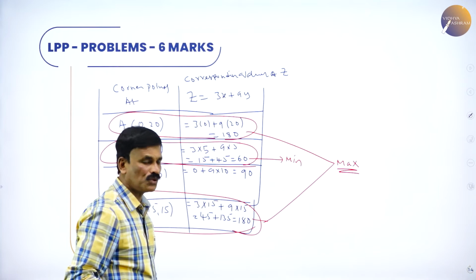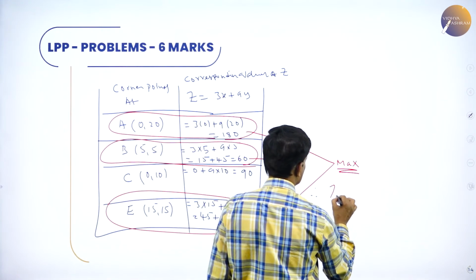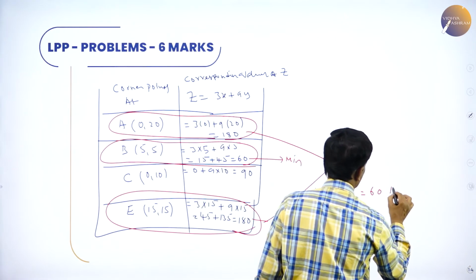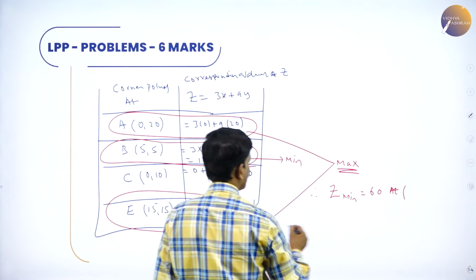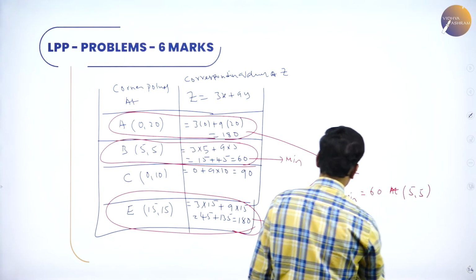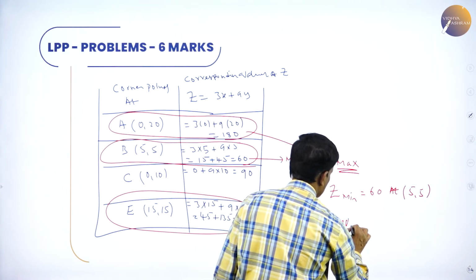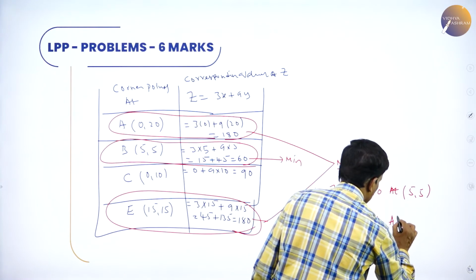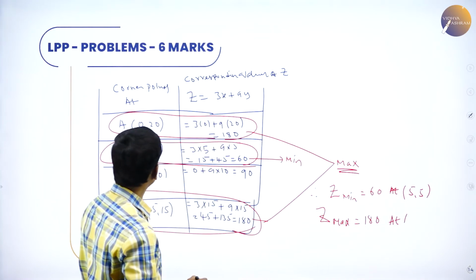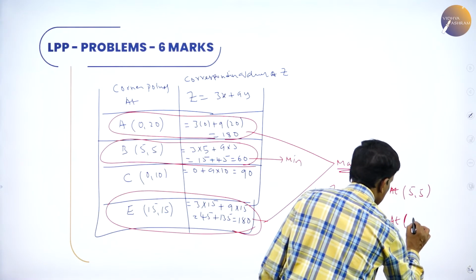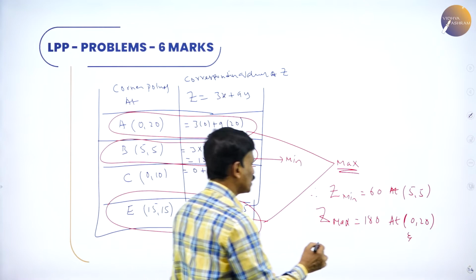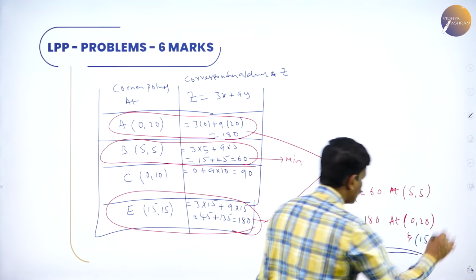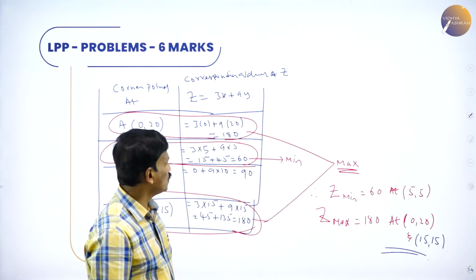That means, therefore, Z minimum, the minimum value is 60 at the point 5, 5. And Z maximum, the maximum value is 180 at two points. One is 0, 20. Another point is 15, 15. So these are the values. So this is how we are going to solve.